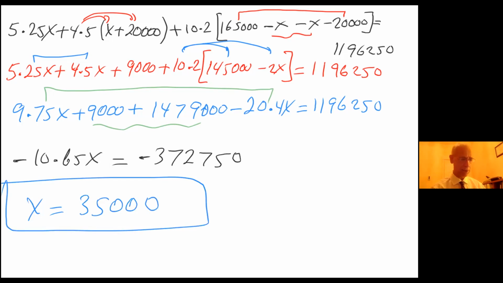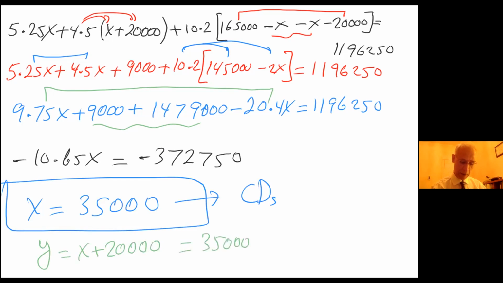Remember, what was x? We said that x was how much money was invested in CDs. And we said the bonds was y, which was x plus 20,000. So this equals 35,000 plus 20,000, which equals $55,000 that Pam invested in bonds. Okay, and so let's go to the next page.